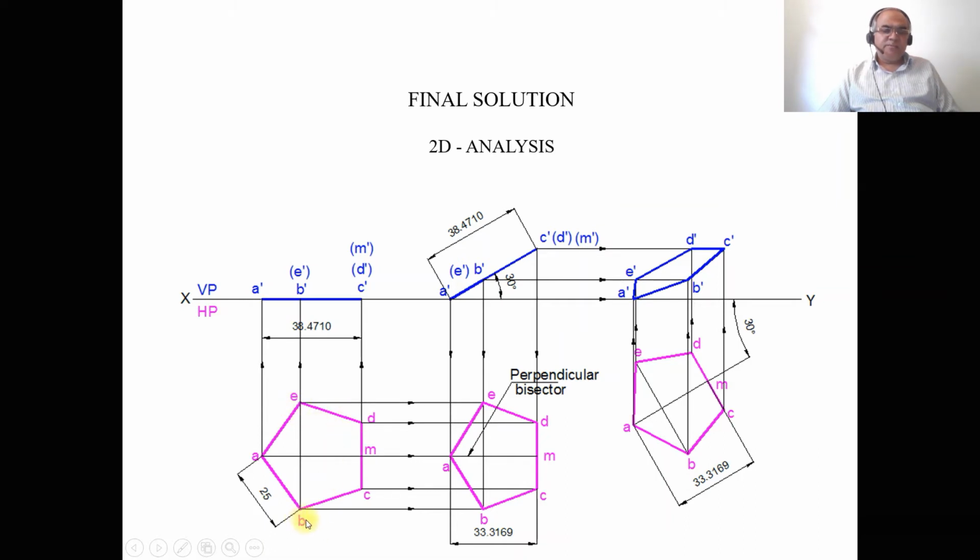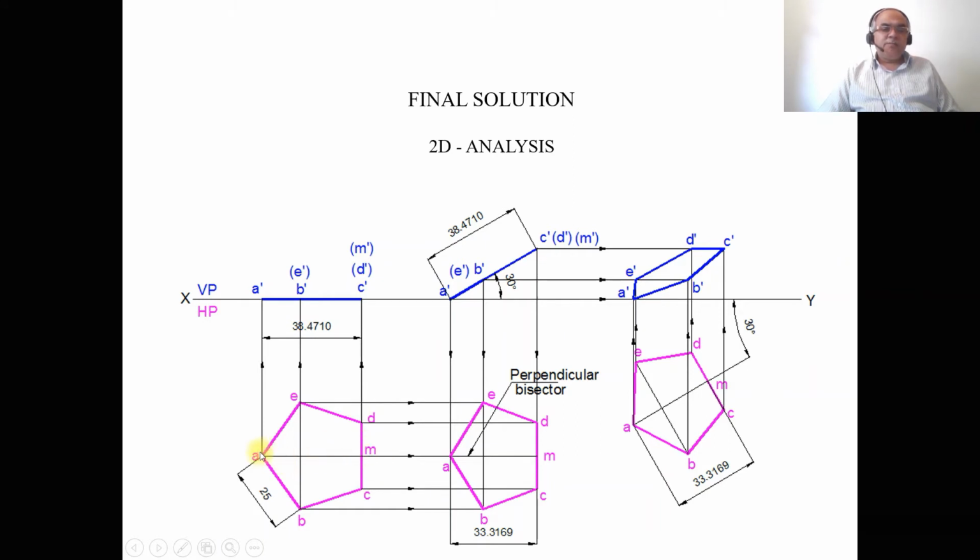Then you mark this point as B, and also you mark this point as E. Then with B as center, taking the same radius of 25, draw an arc, and with E as center, cut on the previously drawn arc, so that you are going to get this point A. Then join A to B, B to C, C to D, D to E, E to A with a dark line. Then join A with the midpoint of CD. You are going to get small m, and you draw this as a thin line.